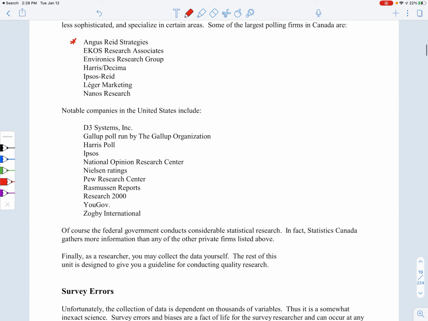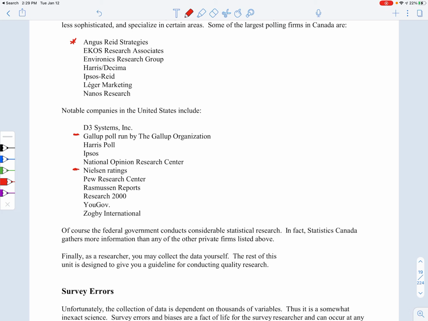Some of the notable companies in the United States here are things like Gallup. Gallup is a really important one when we're talking about general consumer interest, and even kind of goofy things like, do you believe that Elvis is alive or not? So they do that, as well as a lot of real serious stuff. Harris, Ipsos, and so on.